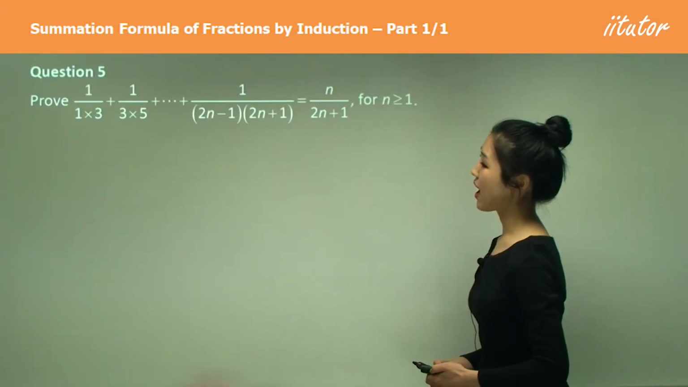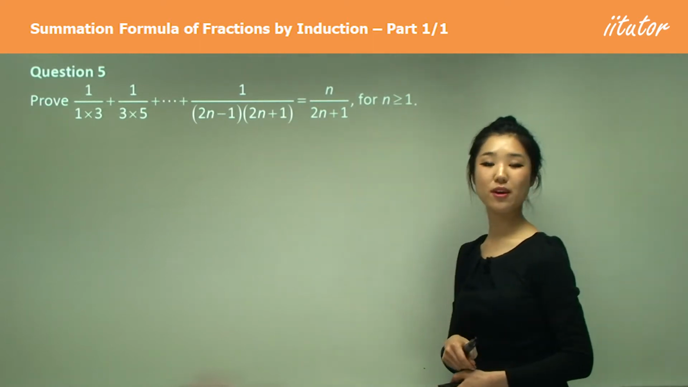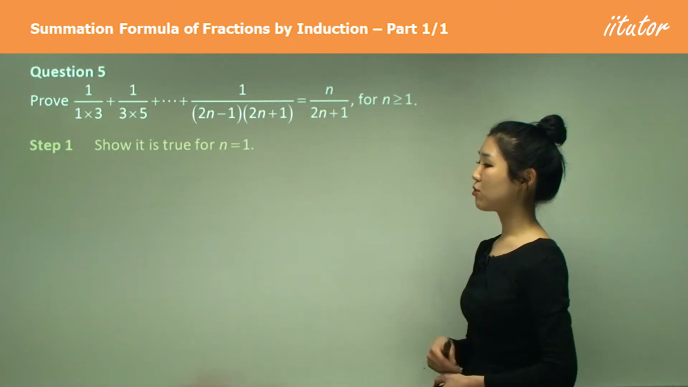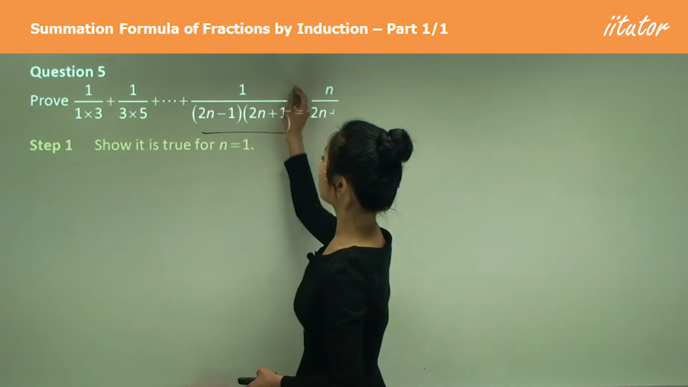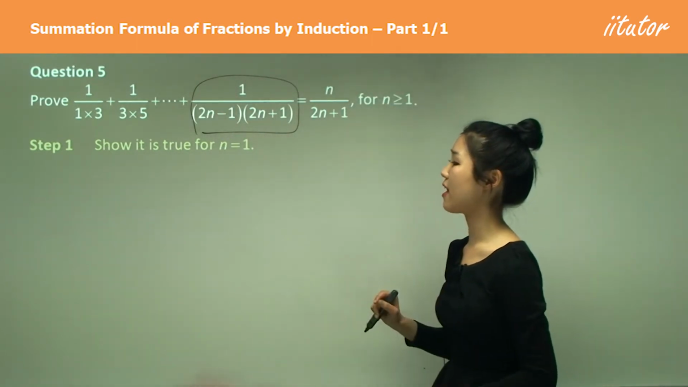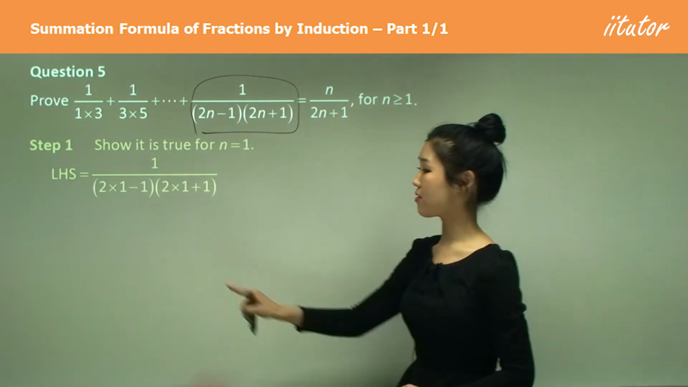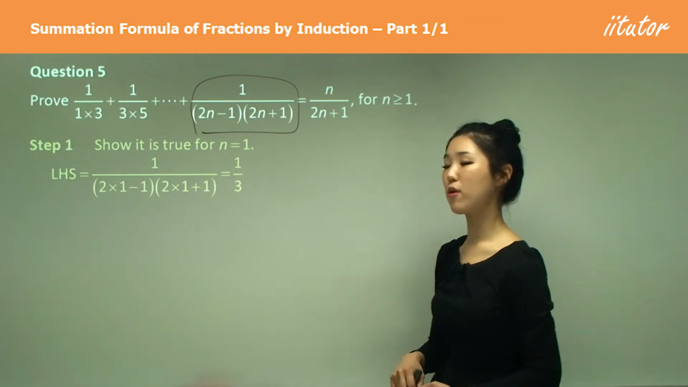Question 5, okay, we're going to prove this one again, and it gives us a restriction n is greater or equal to 1. So I'm going to do step 1, show it is true for n equals 1. Again, this is our general term for the left-hand side, so I'm going to substitute n equals 1 into there, just like this. Okay, so all the 1's go into the n. And simplify that, guys, you should get 1 on 3.